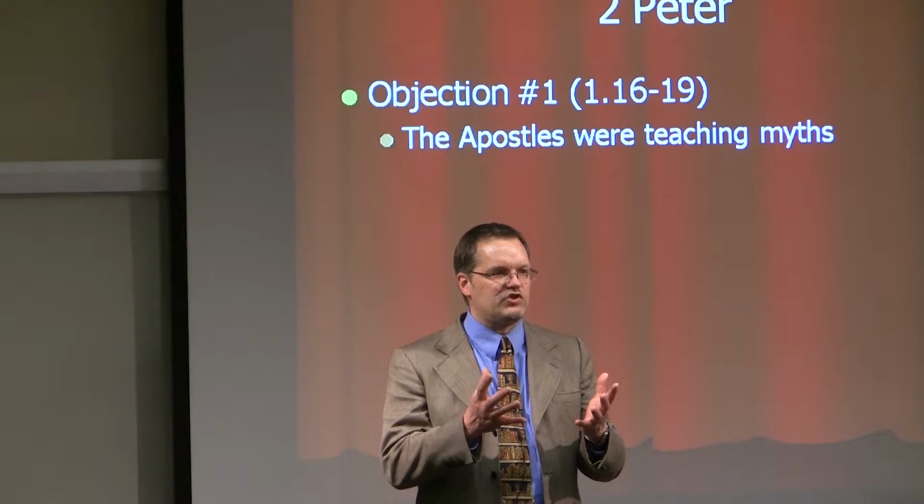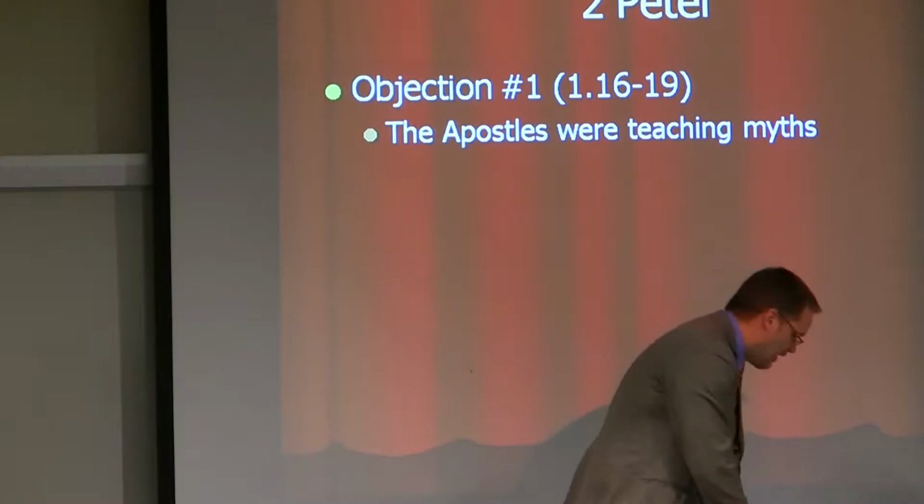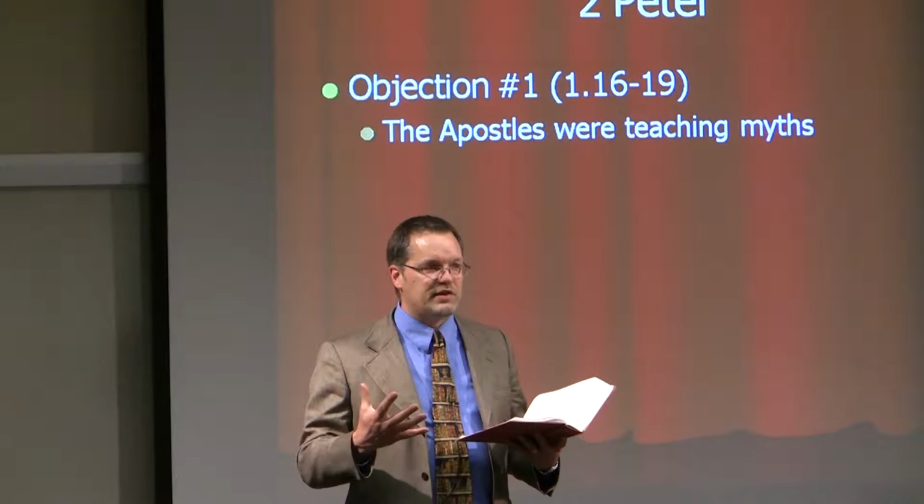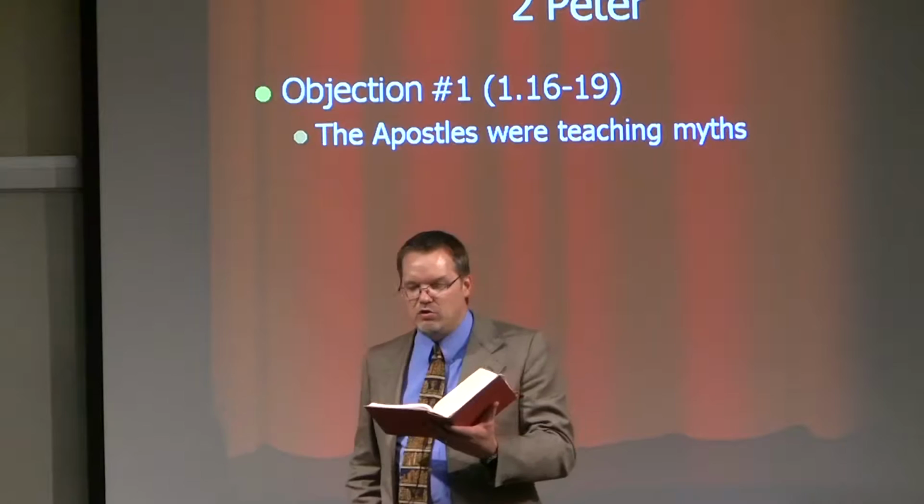So the first objection was that the apostles were teaching myth in chapter 1, verses 16 through 19. So these verses, again, Peter is not necessarily quoting the teachers, but I think summarizing what is at the heart of one of their objections. So he says, "For we did not follow cleverly devised myths when we made known to you the power and coming of our Lord Jesus Christ, but we had been eyewitnesses of his majesty."